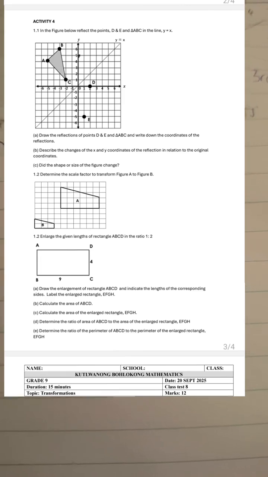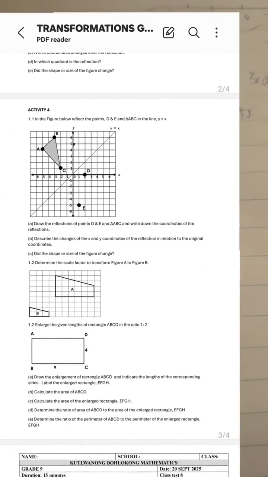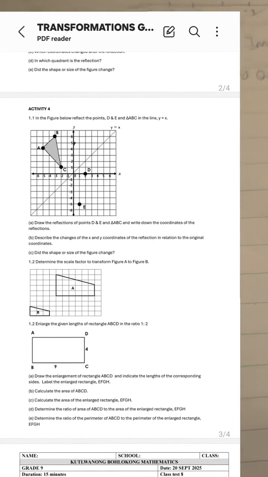Okay, so A says draw the reflections of point D and E and write down the coordinates of the reflections. Now it says in activity 4 1.1 at the top, before you even look at the diagram, in the figure below, reflect the points D and E and triangle ABC in the line y is equal to x. Now if you're saying in the line y is equal to x, it means you are talking about the reflection in the line y is equal to x.